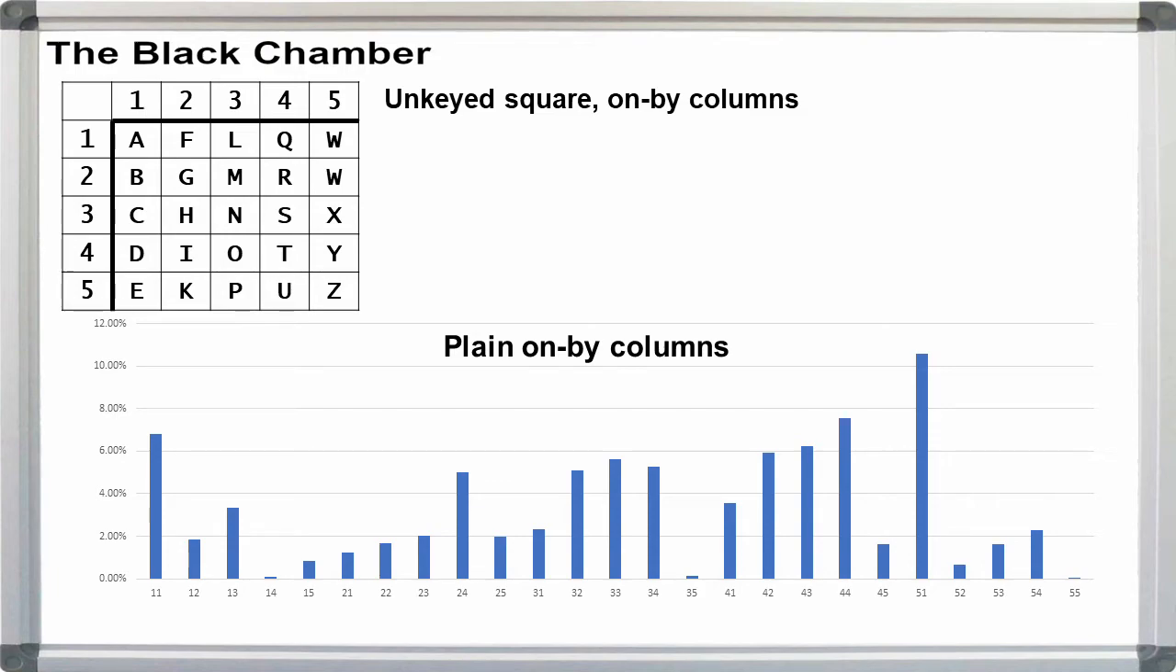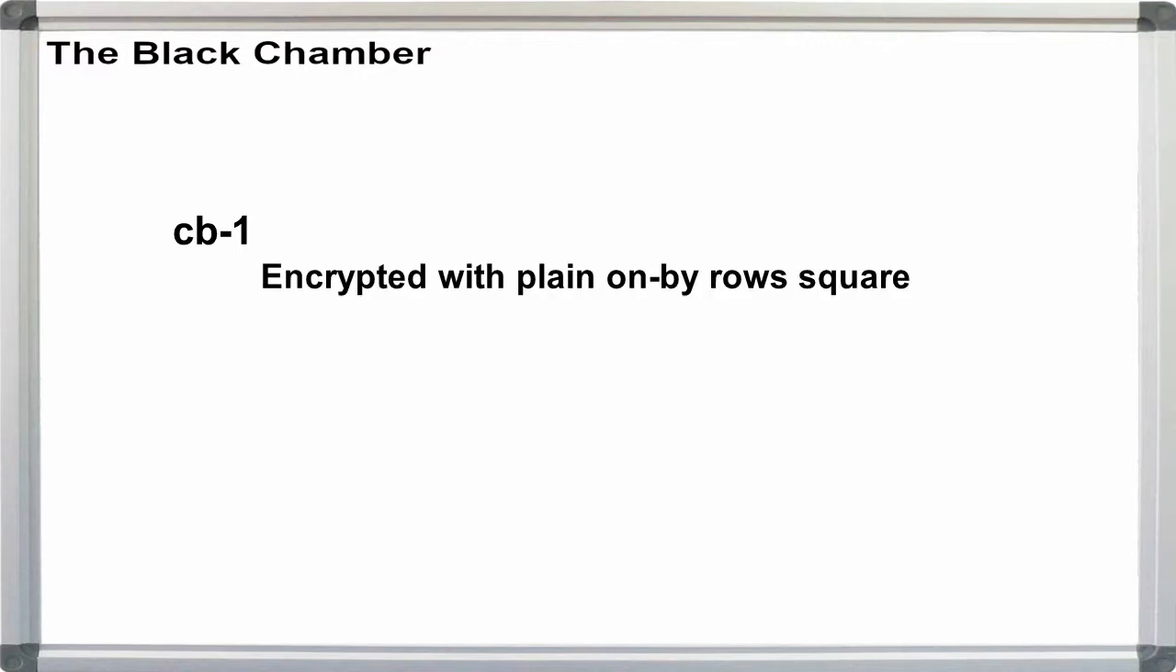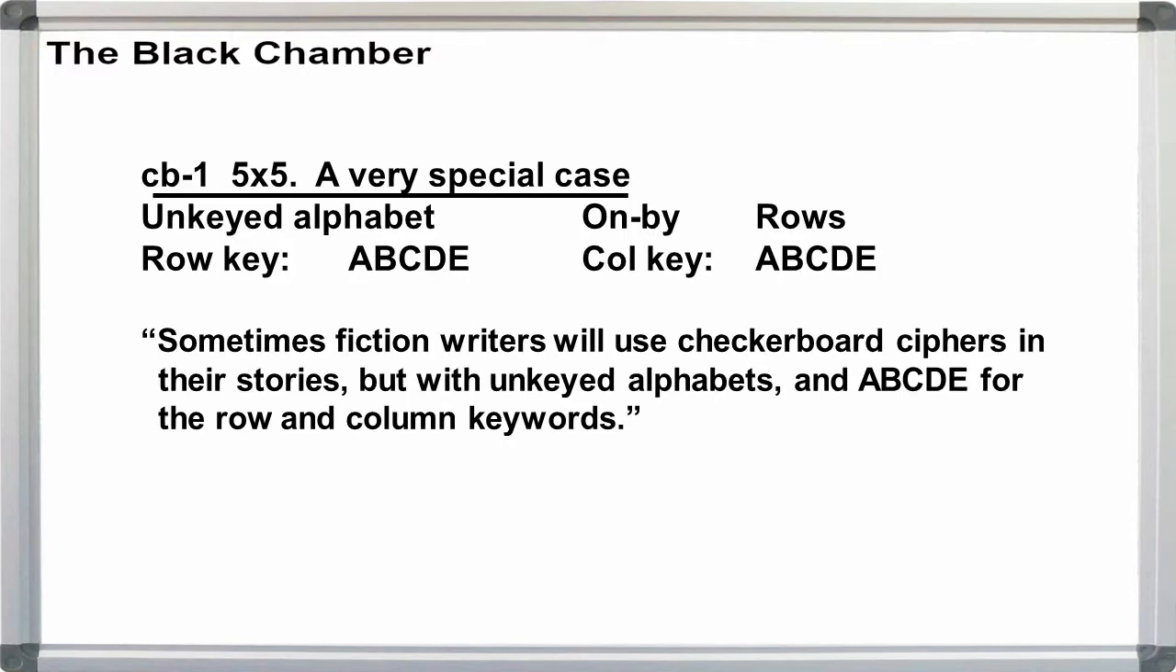We could also create reference graphs for plain on by columns, plain on by alternating diagonals, or any of the other standard routes. Right now, it should be pretty clear that Cb1 was encrypted with a plain on by rows square. Using the decryption steps given in episode 11, the checkerboard video, we get alphabet key none, row and column keys A, B, C, D, E, and A, B, C, D, E.